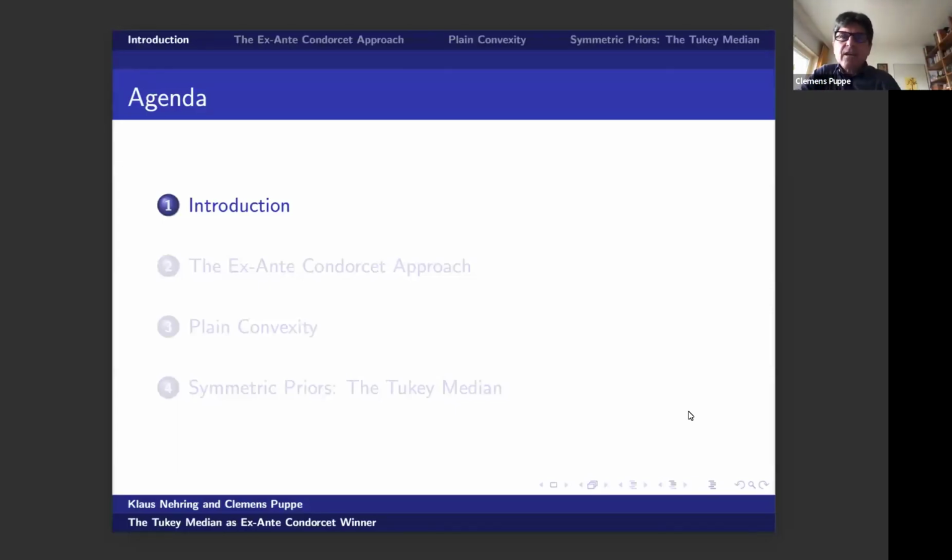This means that you need to assume something about the beliefs of the evaluator about individual preferences. For instance, the evaluator could believe that all individuals have convex preferences, or stronger notions like separable and convex preferences. All this is within this general approach, and then we will discuss one particular assumption on the beliefs of the evaluator, namely symmetry. And this symmetry condition will then lead to a very particular solution concept, the Tukey median.